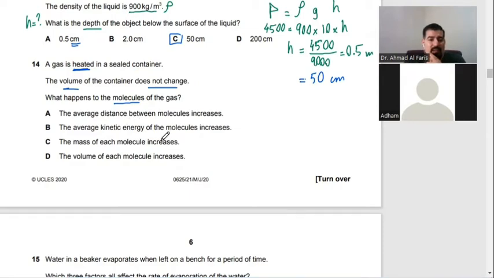Yes, Abdurrahman, thank you. Does the average distance between them increase? No, the volume remains constant. Does the average kinetic energy of the molecules increase? Yes, they are heated, so they have higher temperature. The mass of each molecule increases? The mass doesn't change. The volume of each molecule increases? No, it's also not correct. Yes, thank you, Saif, Marwan, Muhammad, and Abdurrahman. So the answer is B, all of you are correct.